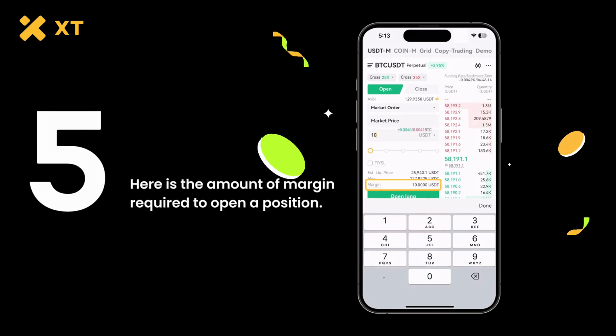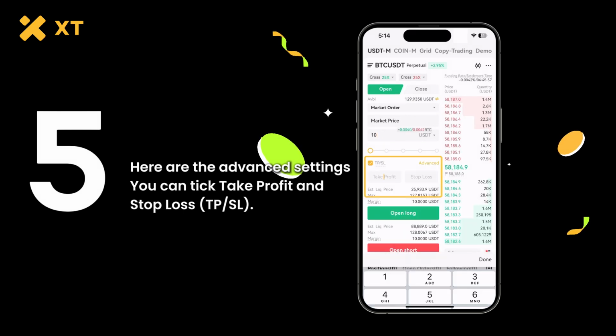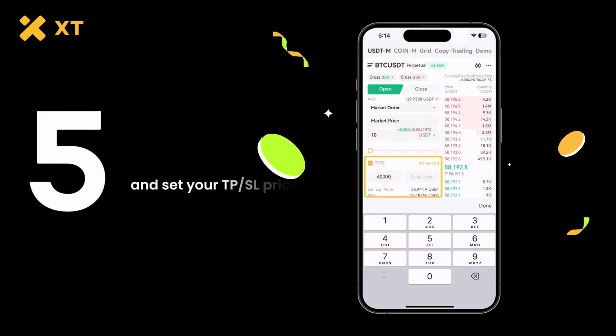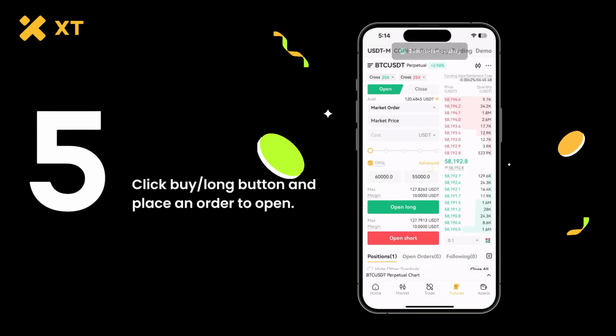Here is the amount of margin required to open a position. Here are the advanced settings. You can take profit and stop loss, and set your TP/SL price for this position. Click buy/long button and place an order to open.